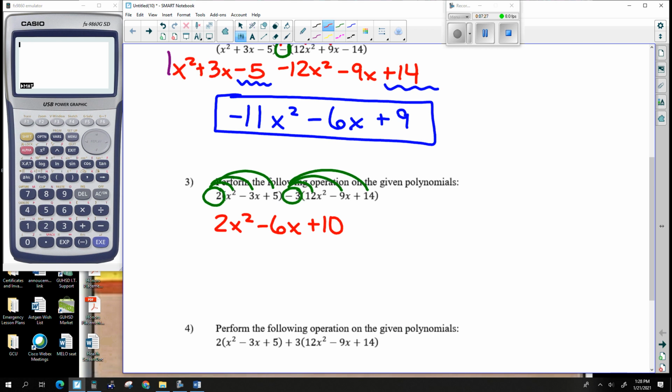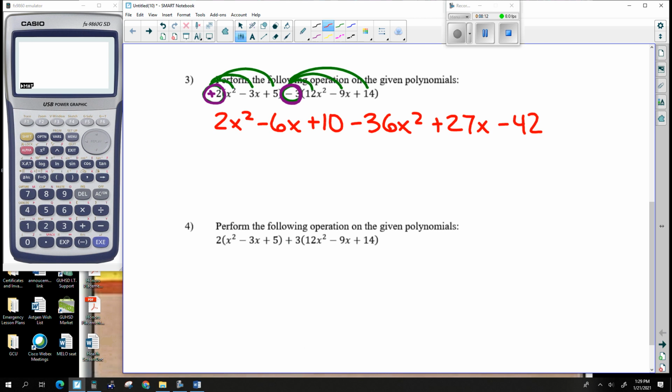So negative 3 with a positive 12 is a negative 36. Negative 3 with a negative 9 is a positive 27. Negative 3 with a positive 14 is negative 42. So whatever the symbol is, include the symbol with the number. When I grabbed this 3, I didn't just grab 3, I grabbed specifically a negative 3. I didn't grab just 2, I technically grabbed a positive 2. You just don't grab the number, you have to grab the symbol with it.